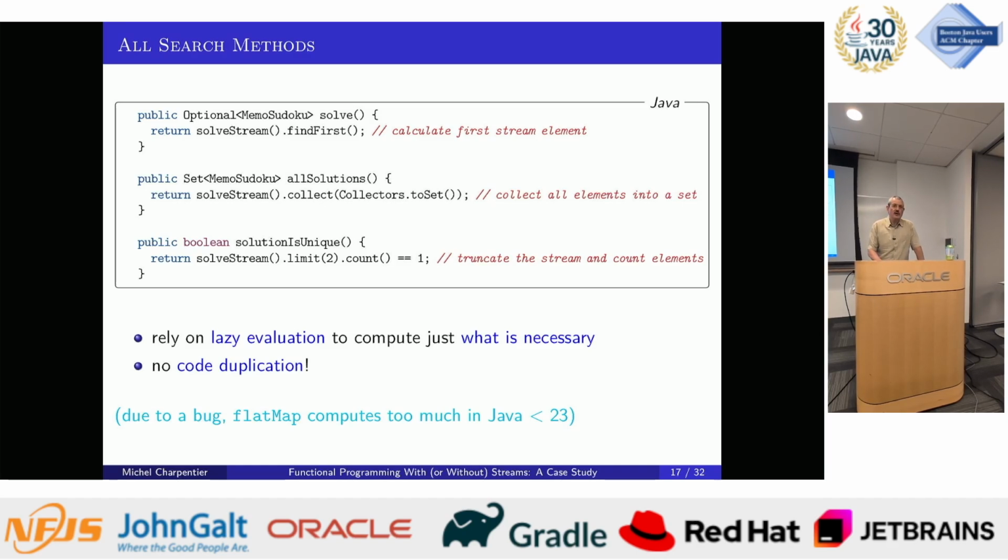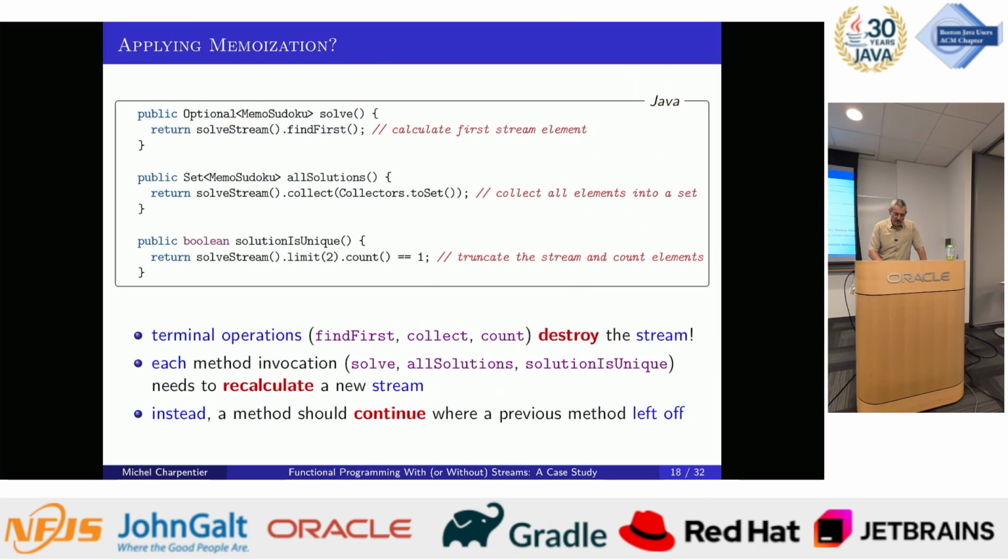So what does not work? I have 2 of my 3 bullets. I have no code duplication, and I only evaluate as many solutions as I need. What I do not have is the memoization. So if I call, say, solve, I have a solution. Now, if I want to say, is this solution unique? I'm going to call my solution is unique, which is going to recalculate the first solution and then look for a second one. I would like to reuse the first solution that I already have and only look for a second one. So I'm still missing that.